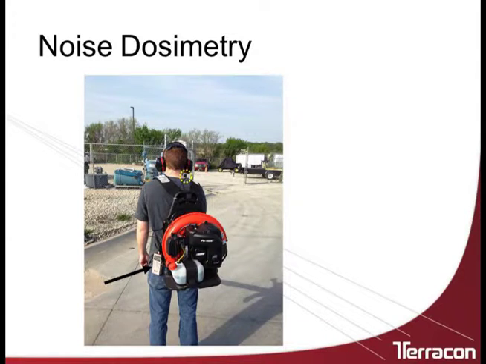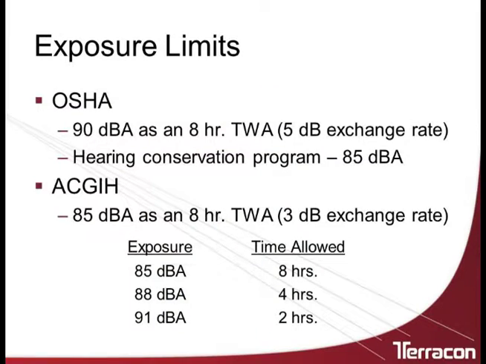As far as exposure limits go with respect to noise, OSHA has a standard of 90 dBA as an 8-hour time-weighted average, and that's based on a 5 dB exchange rate, as we mentioned before. So every time you go up 5 dB, the time is halved. And if you have individuals with a time-weighted average exposure of 85 or over, they're supposed to be entered into a hearing conservation program.